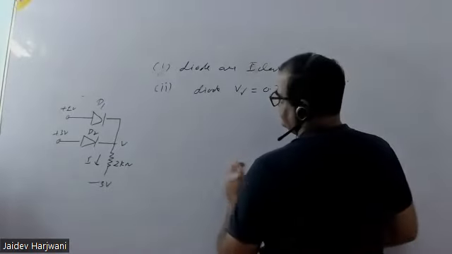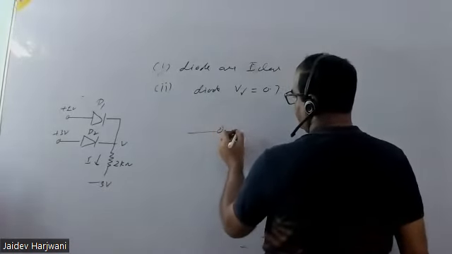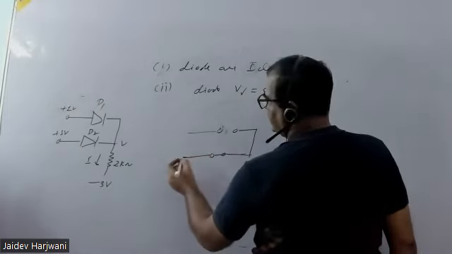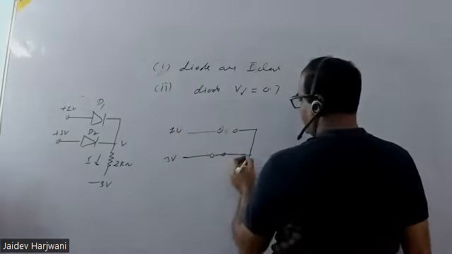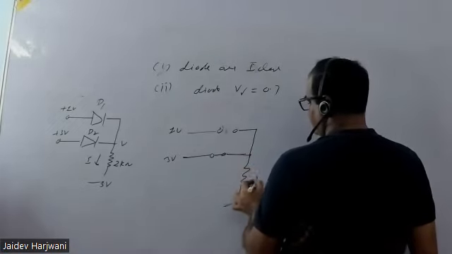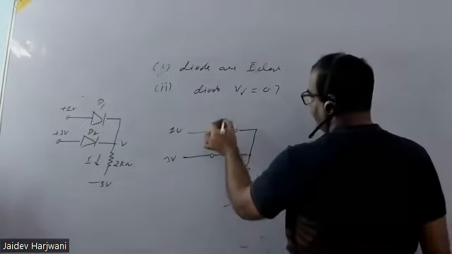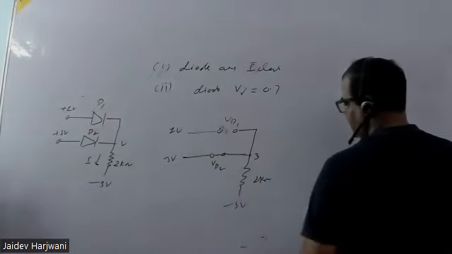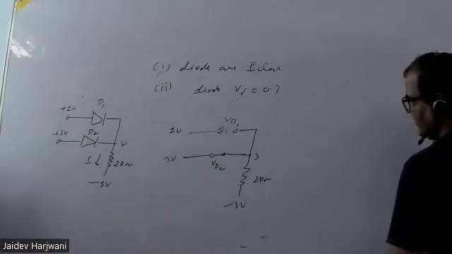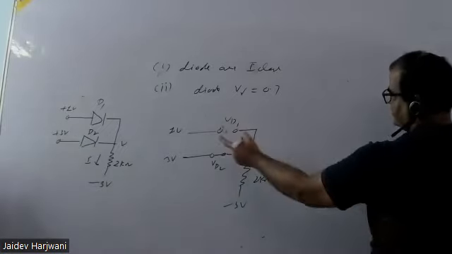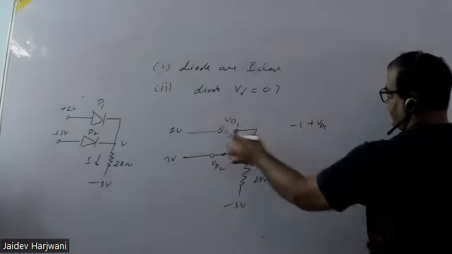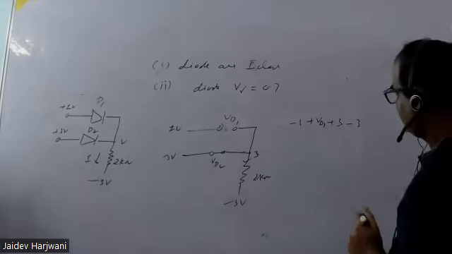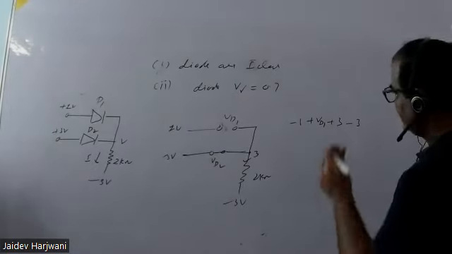Now the next case, I take D1 is open and D2 is conducting. This is 3 volt, this is 1 volt, and this is my resistance, minus 3 volt, 2 kilo ohm. Let me now find out what VD1 and VD2 are. If it is conducting, the voltage here is 3, and current is flowing here.